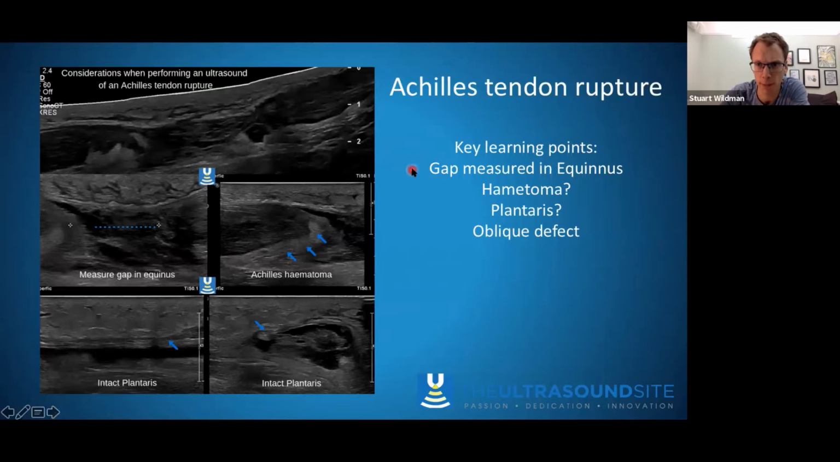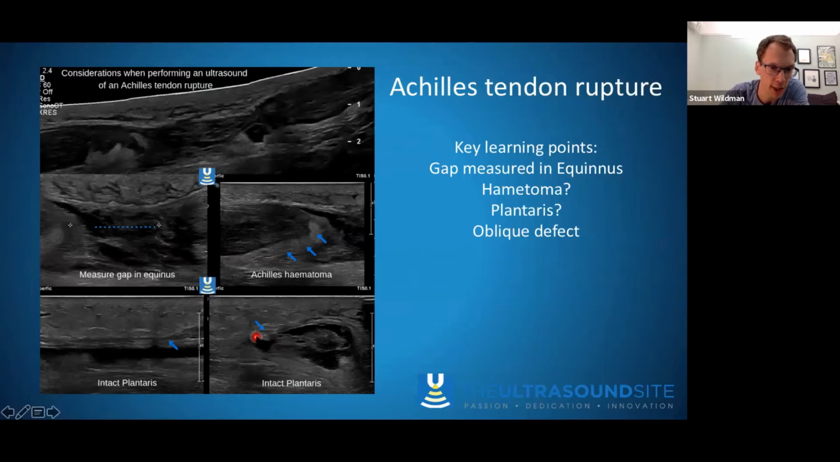A couple of top tips around this. Measure the gap in equinus as well as in neutral to see how close those two ends come back together. That can help the surgeons in their planning. Consider the presence of hematoma in that gap, which can also prohibit healing. And also just be aware of plantaris. This can be a bit of a pitfall when you first start scanning Achilles tendon ruptures. They're not always that easy to work out.